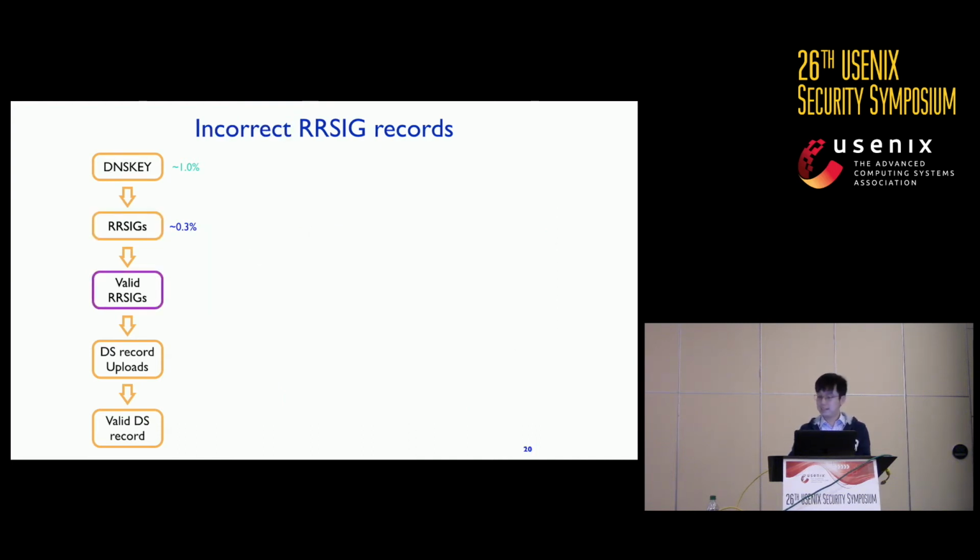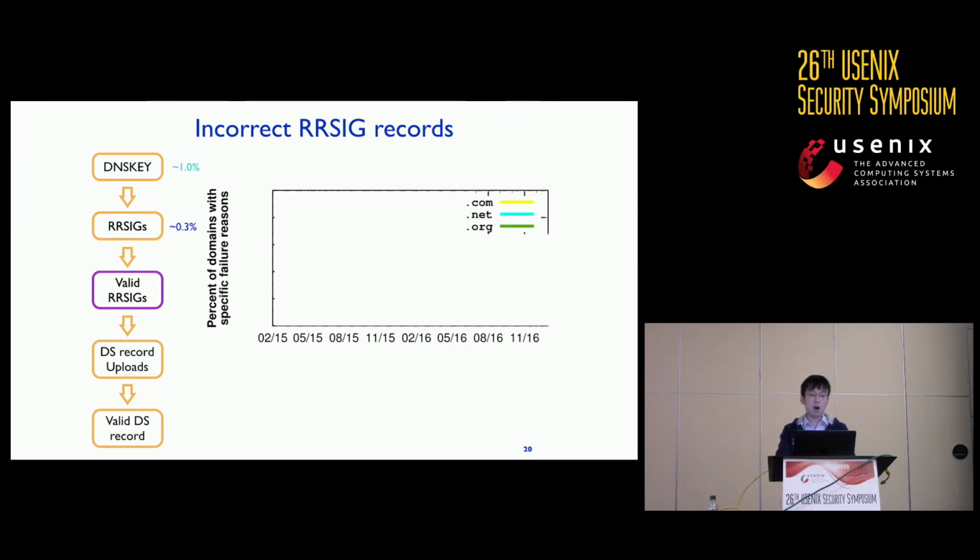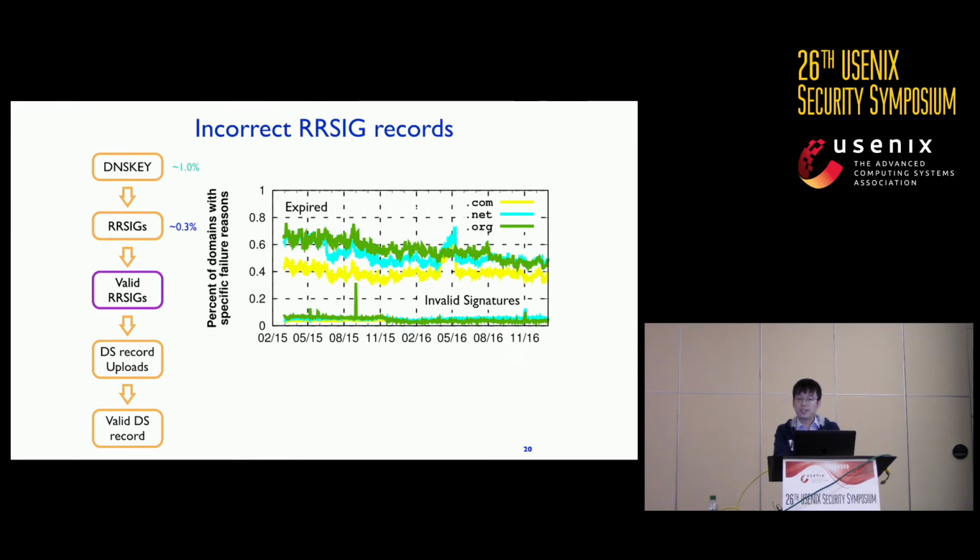Then how about validity? Now the y-axis shows the percentage of domains with specific failure reasons. There are two representative failure reasons for incorrect signatures. The first one is expired, and the second one is cryptographically invalid. One observation is that most of the failures are due to expiration, but in our latest snapshot, it seems to be managed very well, with only 0.5% of signatures invalid.